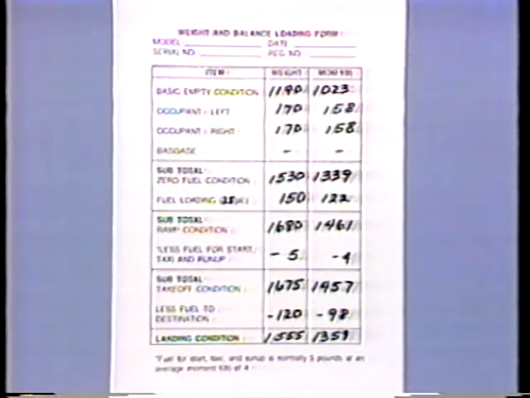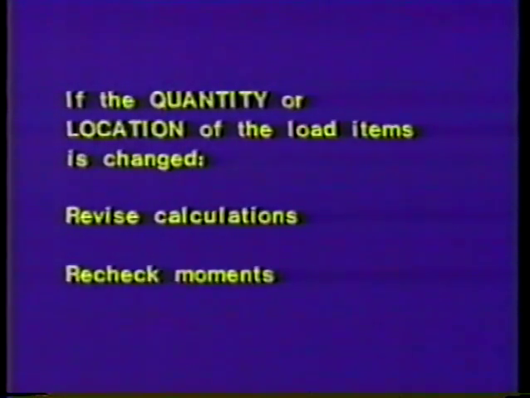The zero fuel condition, the takeoff condition, and the landing condition moment must all be within the minimum and maximum moment shown on the moment limits versus weight graph or table for that weight. If the total moment is less than the minimum moment allowed, useful load items must be shifted aft or forward load items reduced. If the total moment is greater than the maximum moment allowed, useful load items must be shifted forward or aft load items reduced. If the quantity or location of load items is changed, the calculations must be reviewed and the moments rechecked.